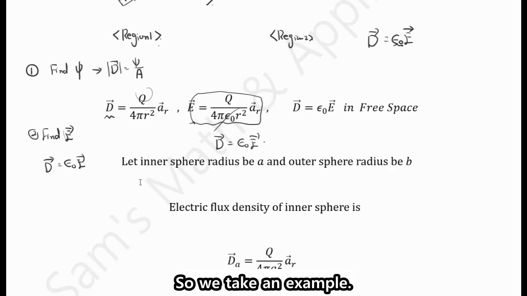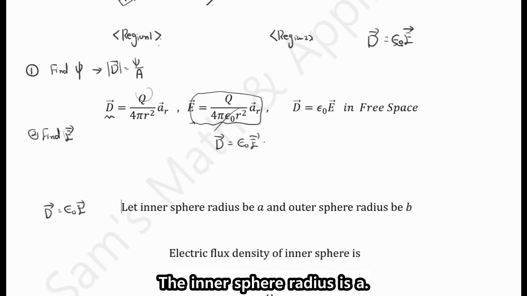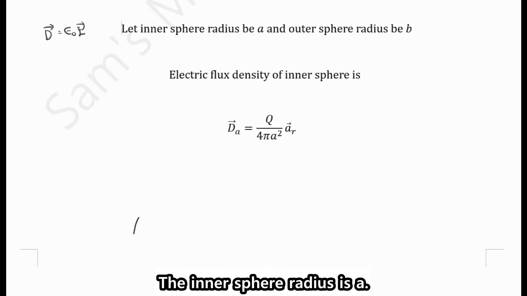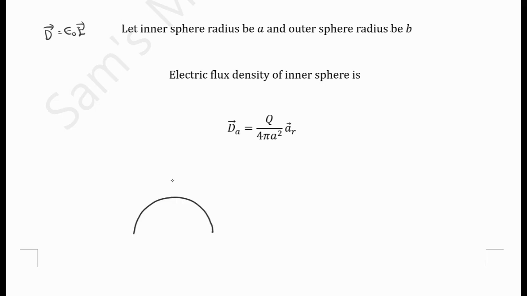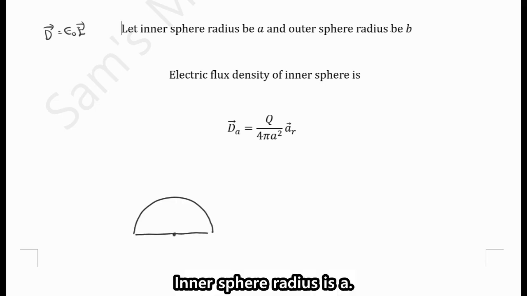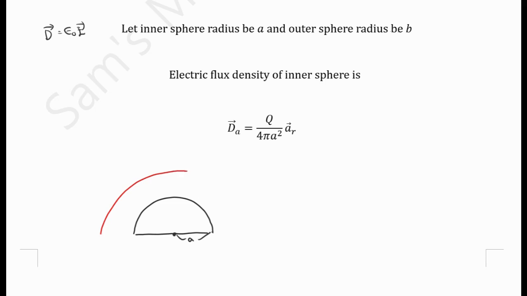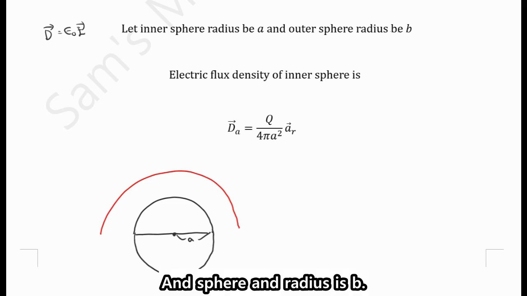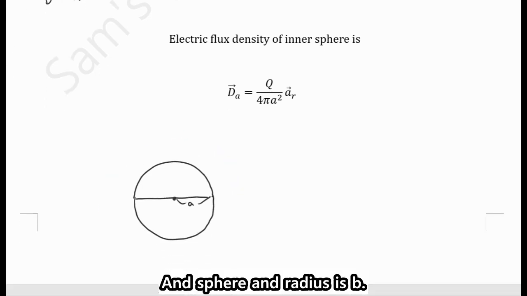So we take an example. The inner sphere radius is A, and the outer sphere radius is B. We consider a full sphere with radius B.